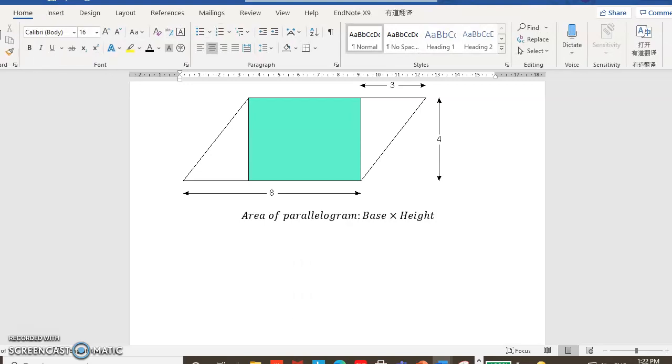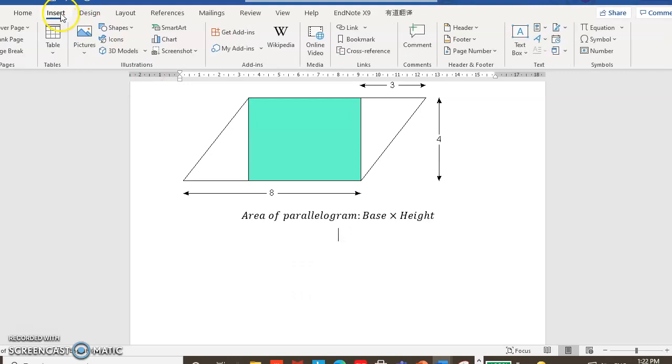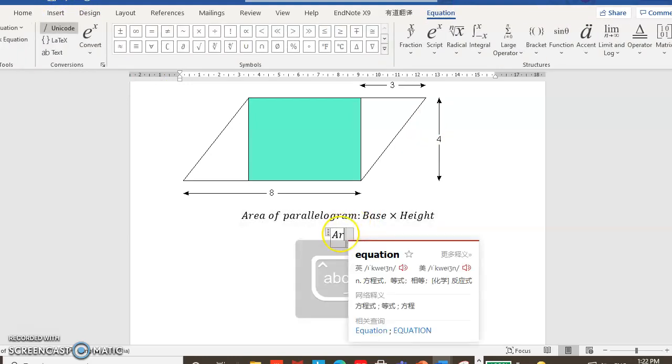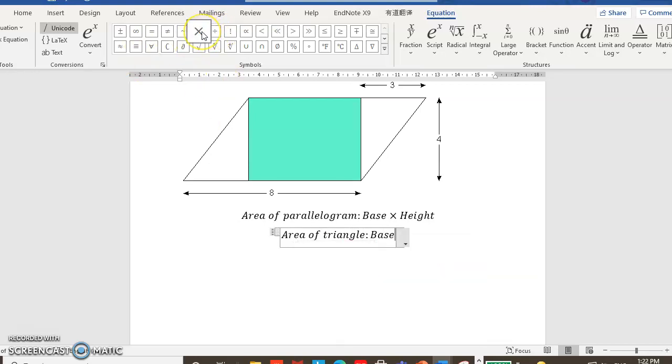What about the area of the triangle? So the area of a triangle equals base times height as well. But don't forget, after that, you've got to divide it by 2, because that's our formula for a triangle.